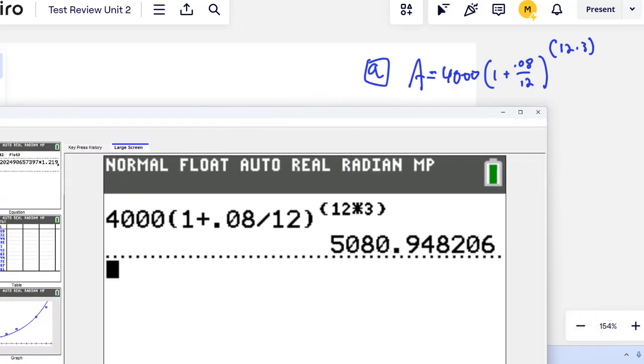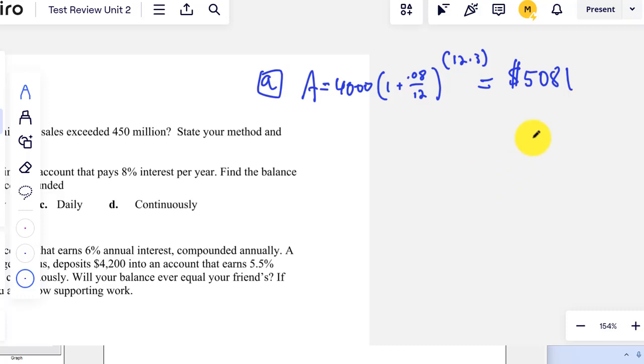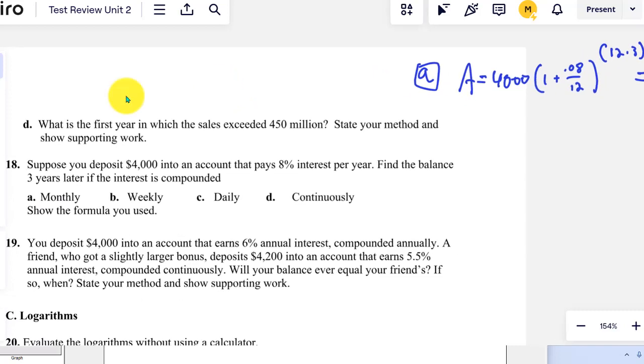Let me just write that out. I took the liberty of rounding to the nearest dollar, so I got $5,081. That's my answer for letter A.